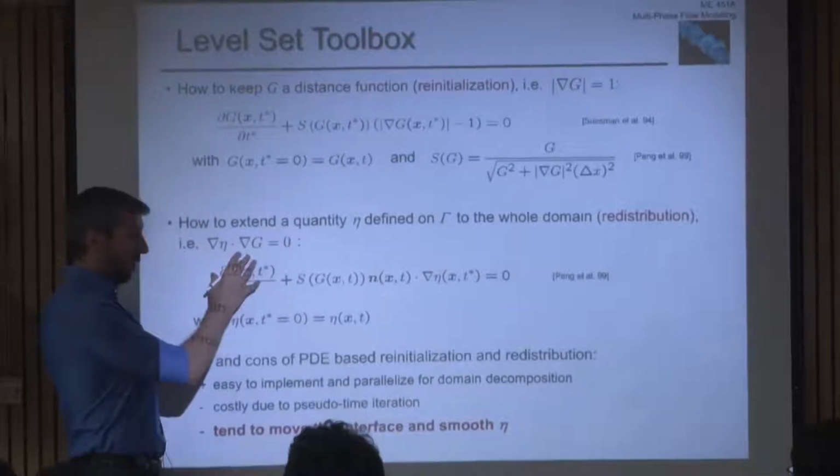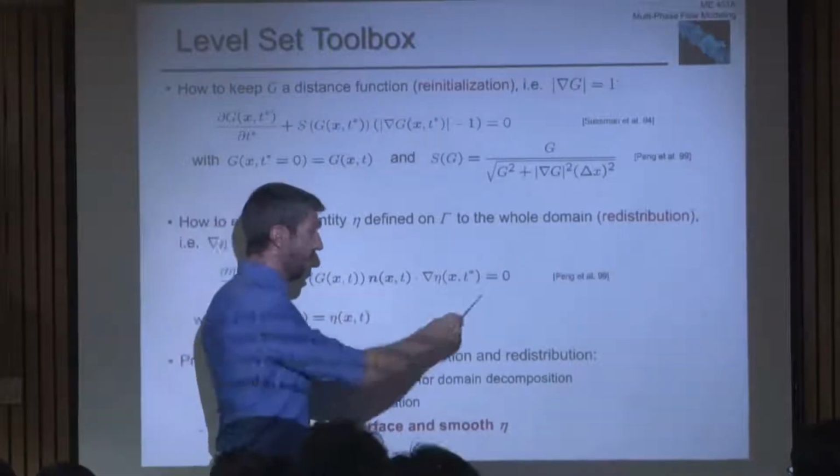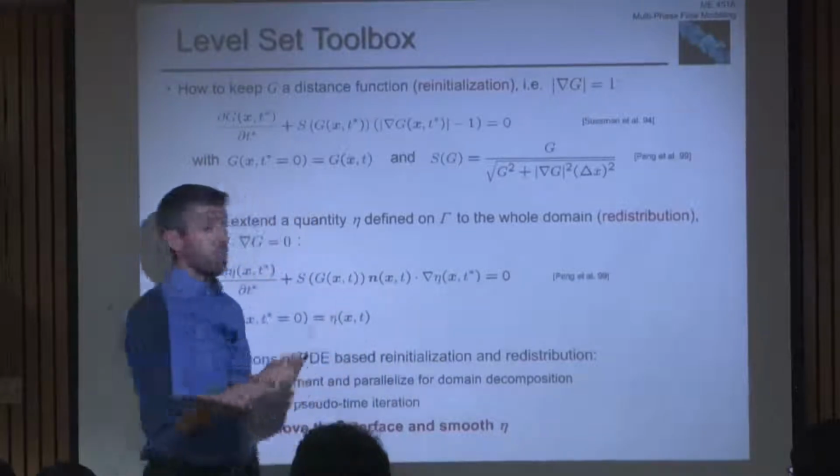Once we reach steady state, we should have that the normal dotted with our gradient is 0.